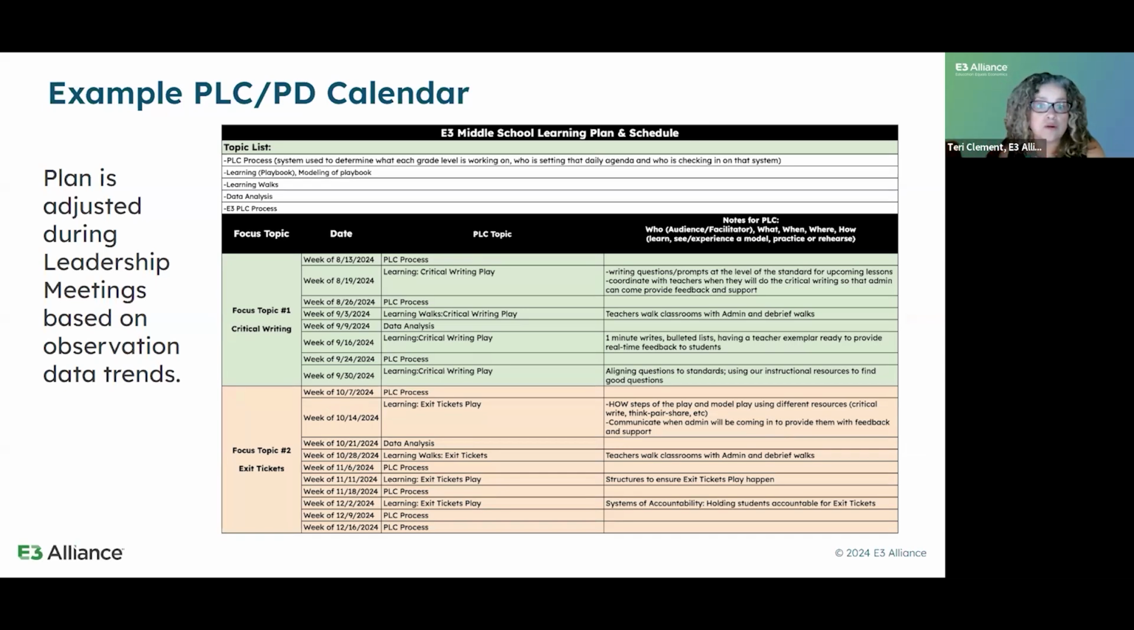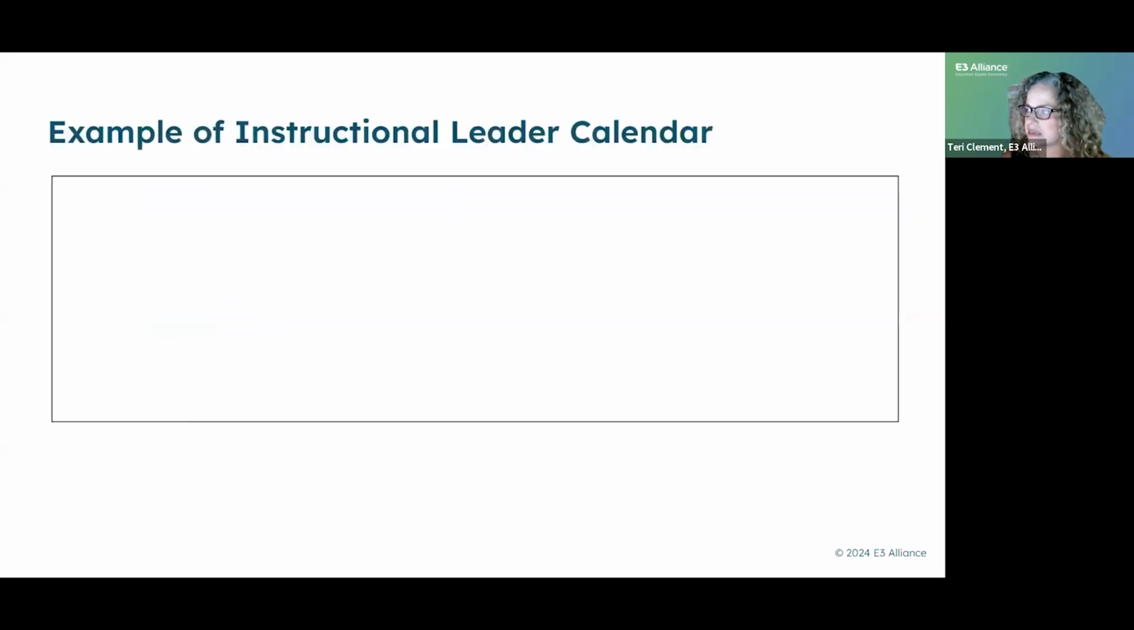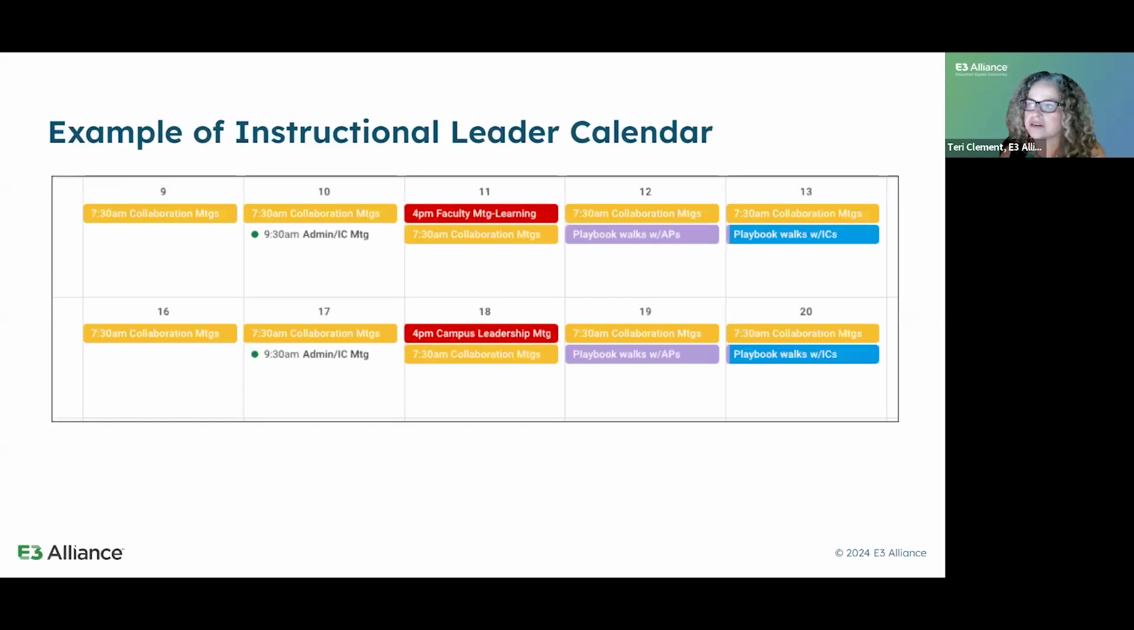So we know we get busy in schools, and the dip happens. This is how we lead through the dip. We stick to calendars to stay consistent with our professional learning that stays with our priorities that we set at the beginning of the year. And of course, a principal or an instructional leader calendar should reflect those things.